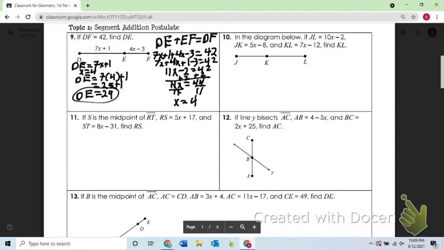So, moving on. In number 10, it says in the diagram below, if JL equals 10x minus 2, notice JL is the entire length, JK is 5x minus 8, and KL is 7x minus 12. So the first thing I want to do is set up my statement. I know that K is between J and L, so the distance from J to K plus the distance from K to L is going to be equal to the distance from J to L.